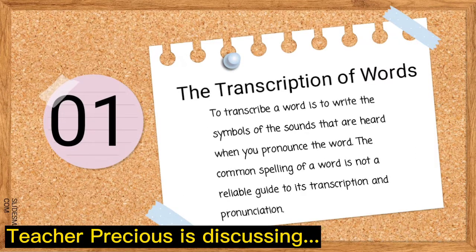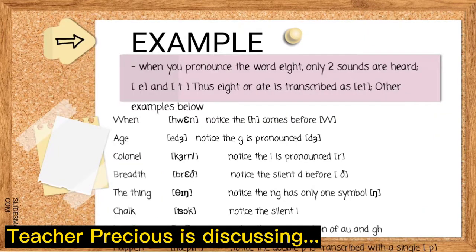The transcription of words. To transcribe a word is to write a symbol of the sounds that are heard when you pronounce the word. The common spelling of a word is not a reliable guide to its transcription and pronunciation. Example: when you pronounce the word eight, only two sounds are heard, the E and T. Thus, eight is transcribed as [et].